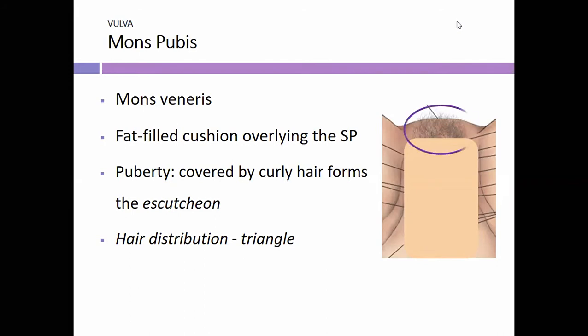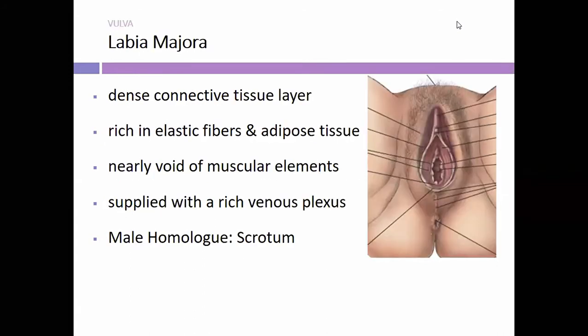hyperandrogenism. Now, later on, moving on, you have here part of the vulva also, the labia majora. Now, this is a dense connective tissue which is rich in adipose. That's why it is soft. And this is nearly devoid of muscular elements, but it has a rich venous plexus. So the male homologue for the labia majora is the scrotum.